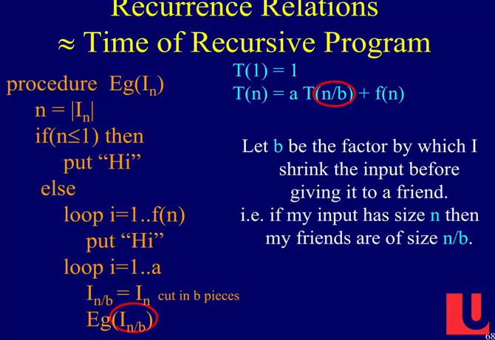All right, so what is b? If I have an input of size n and I give my friends inputs of size n over b, which is the case here, I'm going to have my input and I cut it up somehow so that this input is 1/8 the size, then I give my friends inputs 1/8 the size. Everybody following that? You're all good? You're all bored or you're all lost?